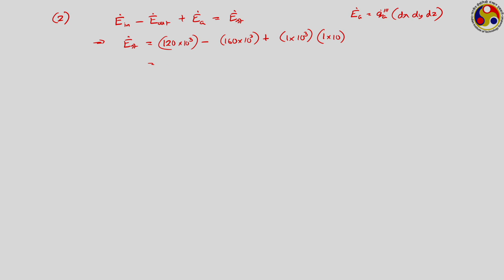We have 120 minus 160 plus 10 into 10 cube, that is equal to minus 30 kilowatt. So, the block is actually losing energy, or I should say that the total energy content of the block is decreasing at this particular rate, despite the energy generation.